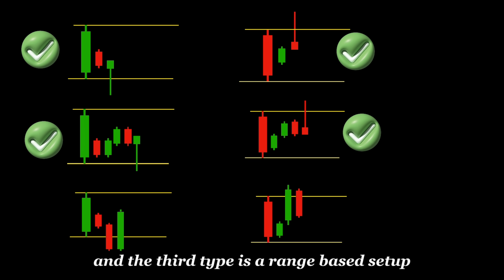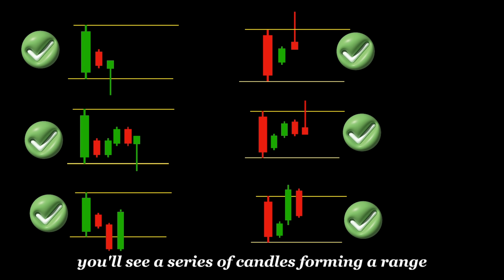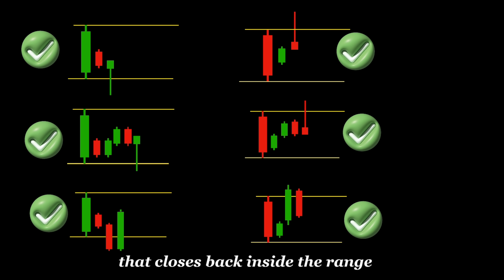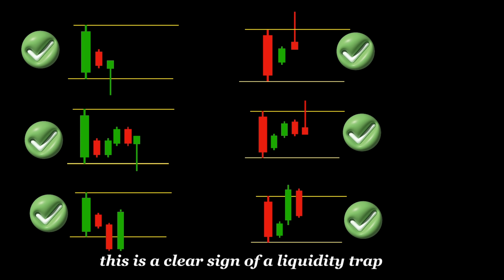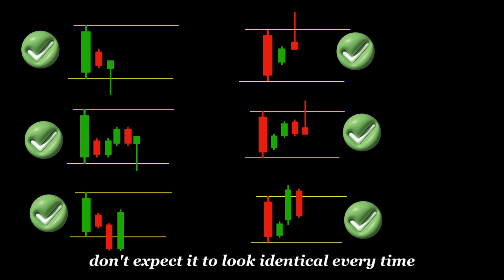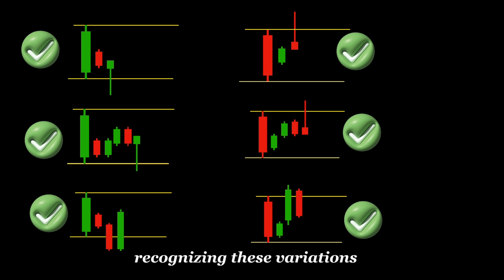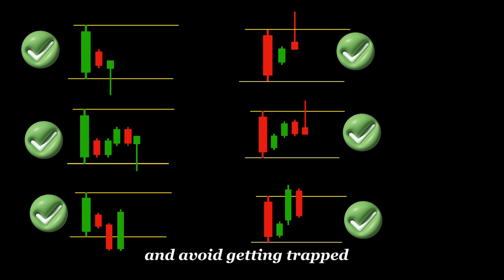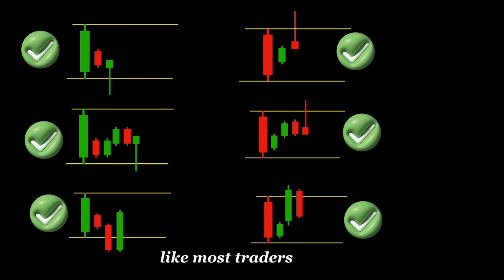And the third type is a range-based setup. You'll see a series of candles forming a range, then a breakout candle, followed by an opposite candle that closes back inside the range. This is a clear sign of a liquidity trap. So when you're trading this setup, don't expect it to look identical every time. Recognizing these variations is what allows you to stay aligned with smart money and avoid getting trapped like most traders.